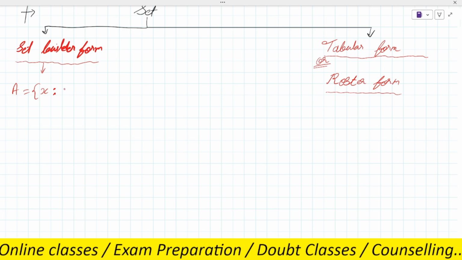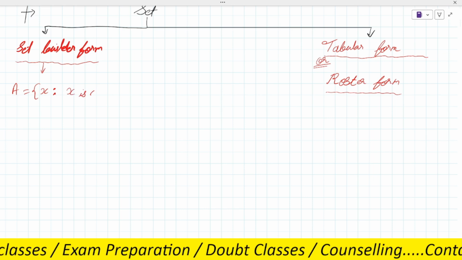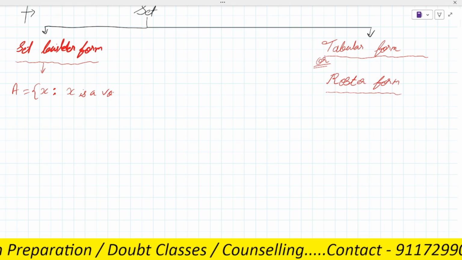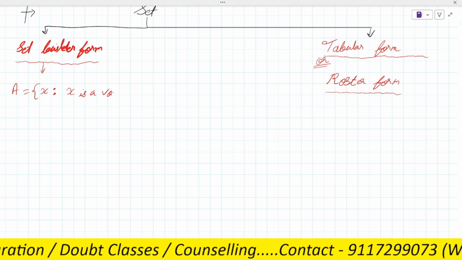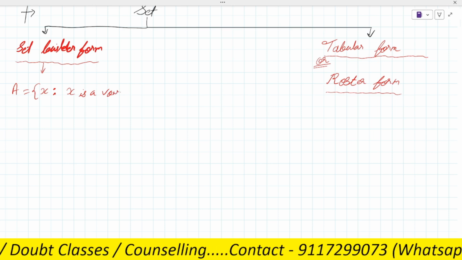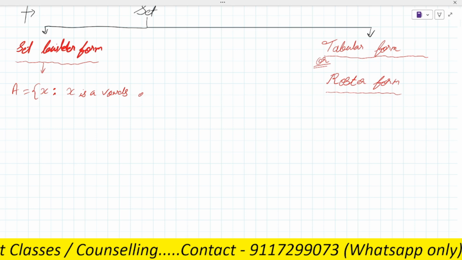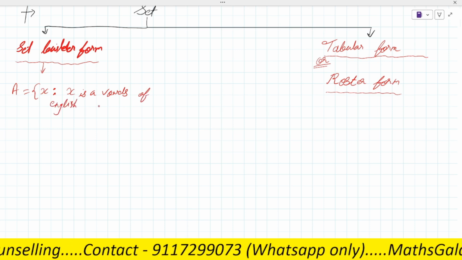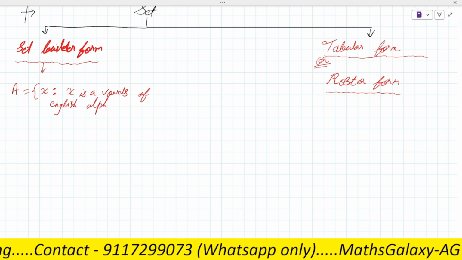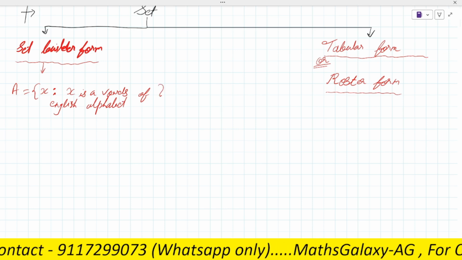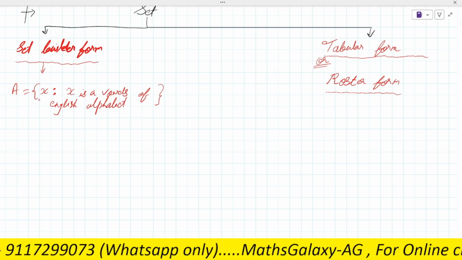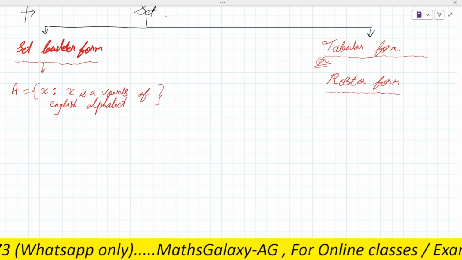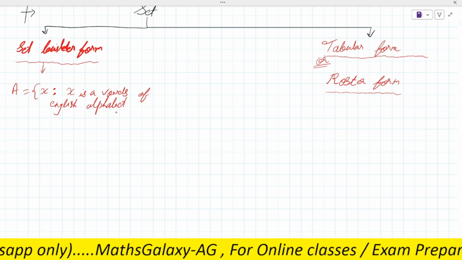x such that x is a vowel of the English alphabet, and we will write it in curly brackets. Is it clear or any doubt?